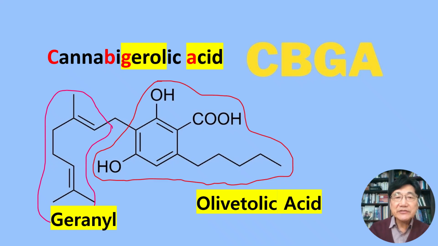CBGA is the first cannabinoid to appear in the cannabinoid biosynthesis. As I mentioned in the previous slide, CBGA is created by combining olivetolic acid and geranyl diphosphate.